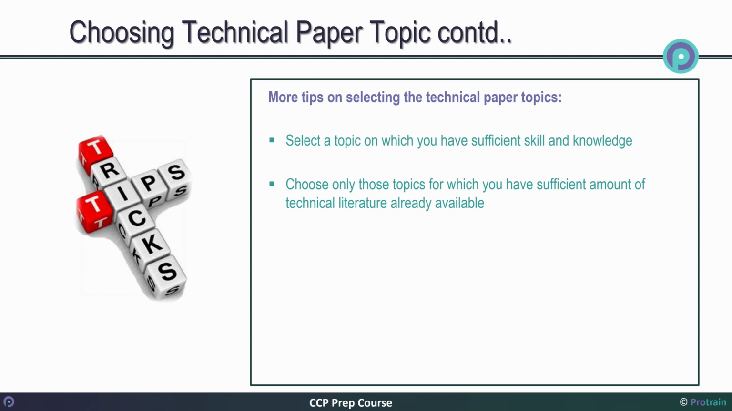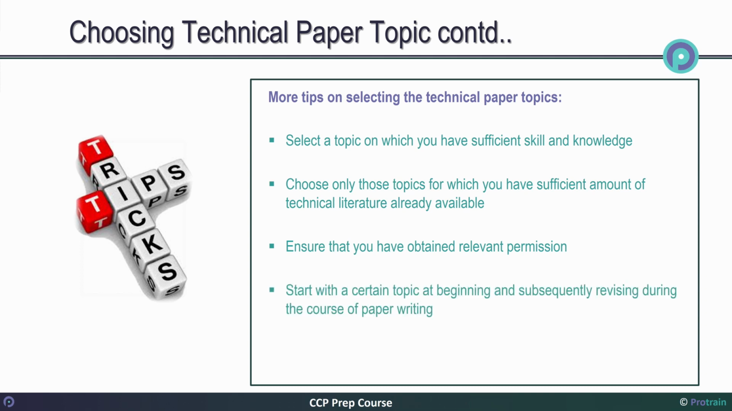If you are intending to use your project data in your technical paper, make sure that you have obtained relevant permission from your employer and/or client for this purpose. Many times, finding a precise and exact phrase for the topic can be difficult at the beginning, sometimes even when the paper body is not complete and the conclusion is drawn. In such a situation, starting with a certain topic at the beginning, and subsequently revising during the course of writing the paper can be helpful.